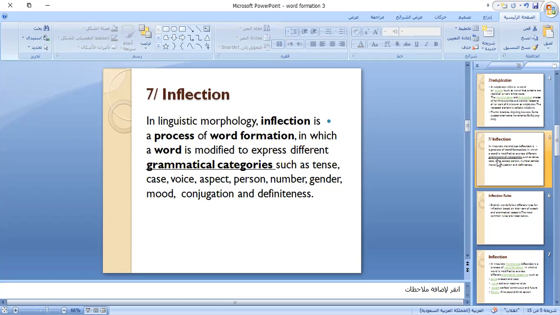such as tense. What do you mean by a change in grammatical category, such as tense? When we add ed to the verb, it is changed from present to past, which is a grammatical change. Okay. Case, voice, aspects, person, number, gender, mood, conjugation, and definiteness. Okay, I'll give you an idea about these grammatical forms.